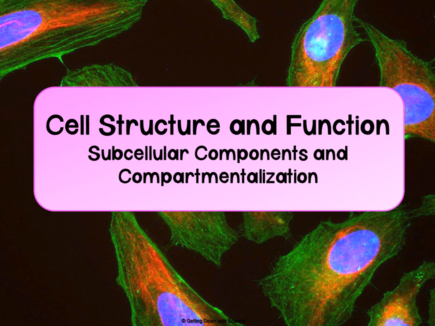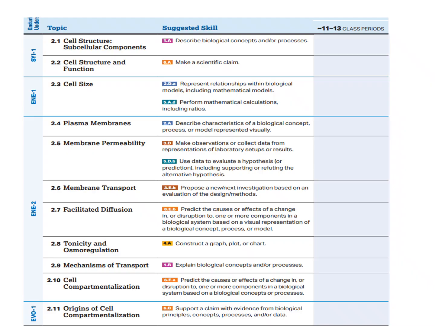All right, guys, so this is Unit 2, and Unit 2 covers cell structure and function. There are 11 topics in this unit, so this is a pretty long unit. For this lecture presentation, I'm going to be covering topic 2.1, which is cell structure and subcellular components, and then I'm going to go to 2.2, where we're going to be discussing the unique structures and functions of these cell components.